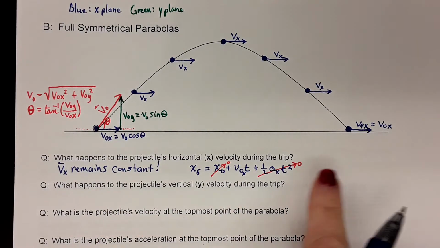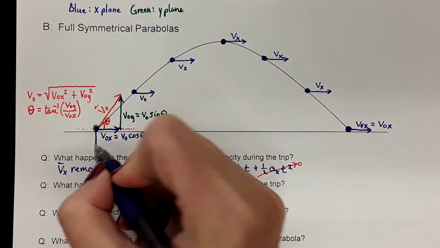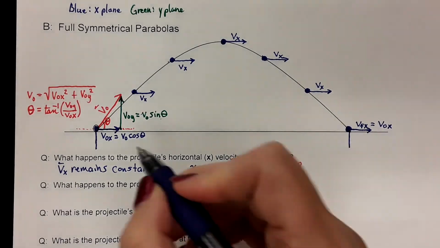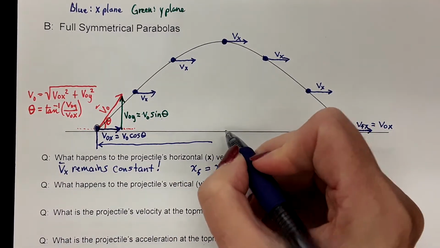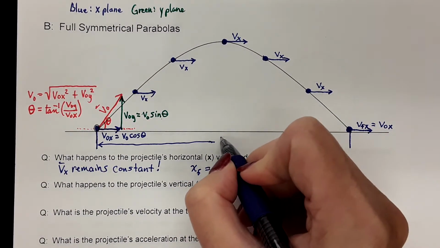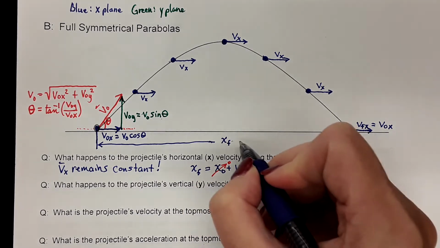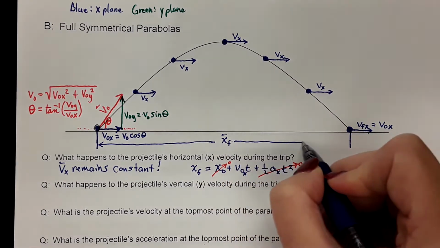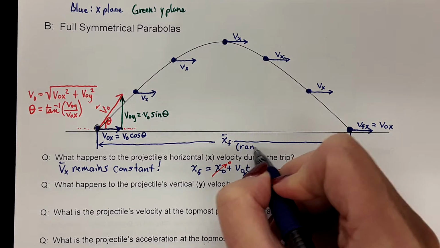The displacement it travels, if you take x sub o to be 0, and it ends up over here, it travels a displacement we'll call x sub f, and we call that the range, remember?